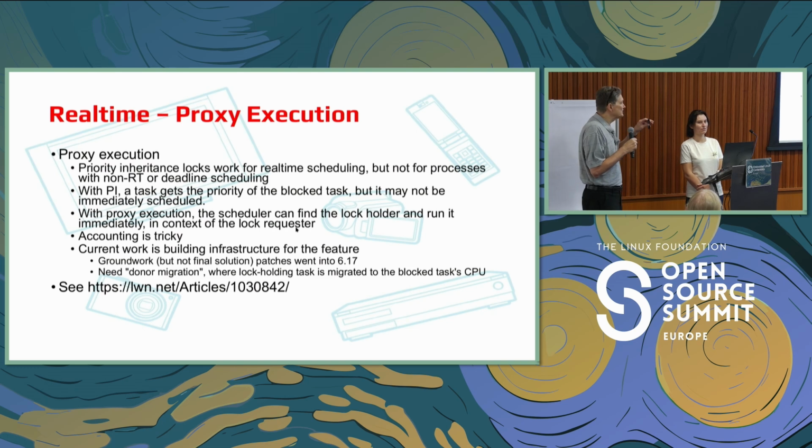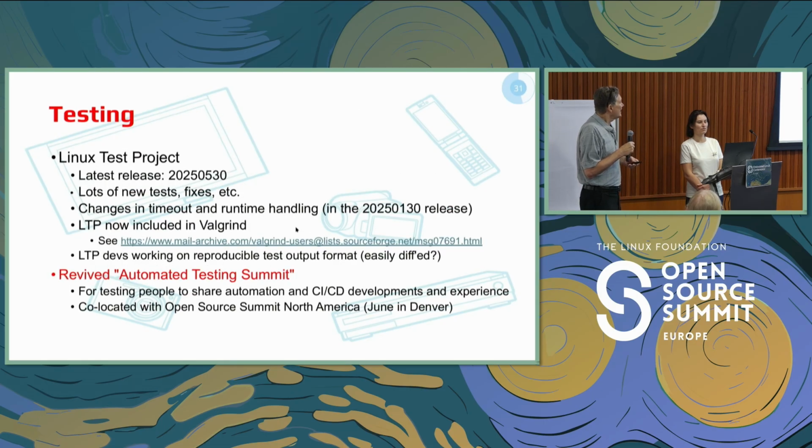And so this is a different way to do that, where you can actually hand over the process or the flow of execution to another process that's maybe holding a lock or some resource that you need. The accounting is very tricky on this. It's not upstream, but some of the current work is to put some infrastructure in place to support that in the future. And there are some things that are remaining on that.